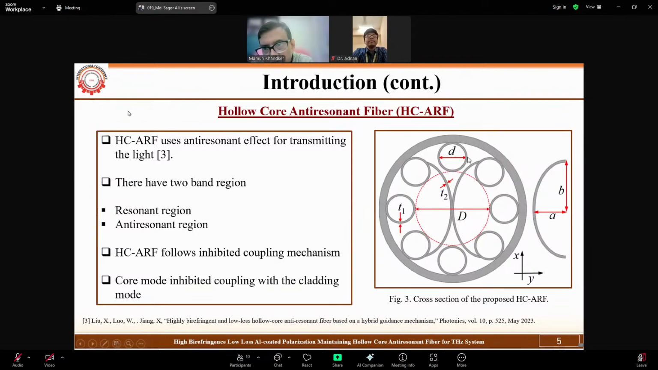Hollow core anti-resonant fiber. Hollow core anti-resonant fiber is effective for transmitting light. There are two band regions, the resonant region and the anti-resonant region. Hollow core anti-resonant fiber follows the inhibited coupling mechanism: the core mode is inhibited from coupling with the cladding mode. This figure shows the cross-section of the hollow core anti-resonant fiber.